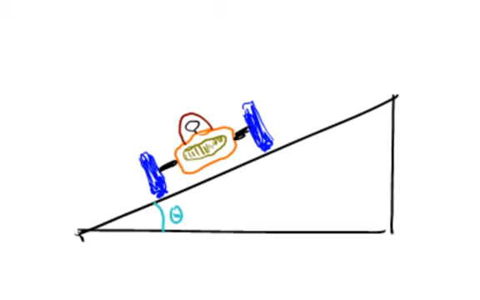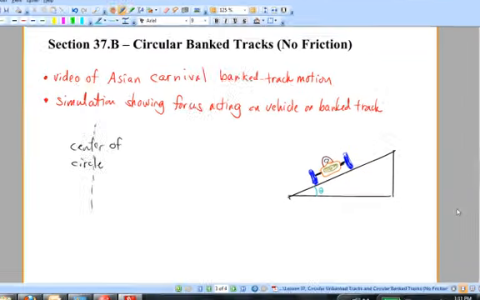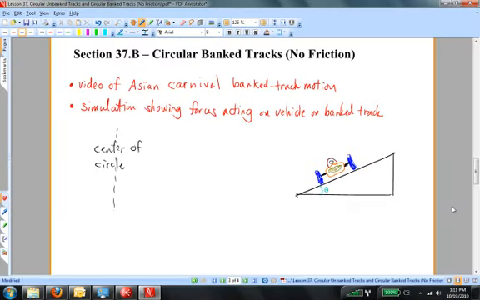But there's going to be some magical speed, v, with which I'm going to move that's going to be at a number that will keep the frictional force from acting at all. And it's going to be some other force that actually holds me in the circular path.